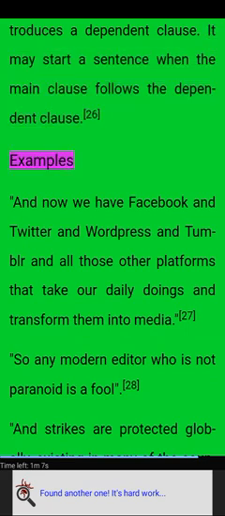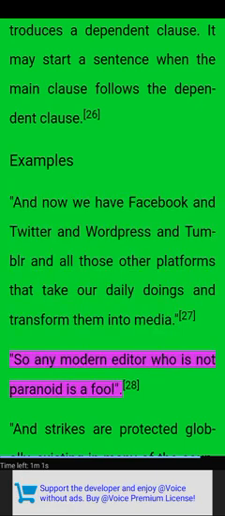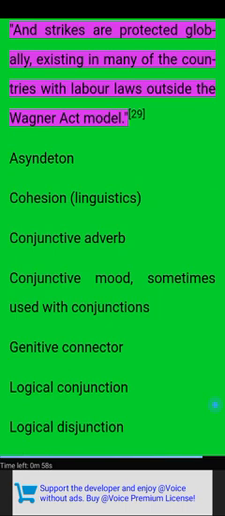Examples. And now we have Facebook and Twitter and WordPress and Tumblr and all those other platforms that take our daily doings and transform them into media. So any modern editor who is not paranoid is a fool. And strikes are protected globally, existing in many of the countries with labor laws outside the Wagner Act model. A synonym. Cohesion, linguistics.